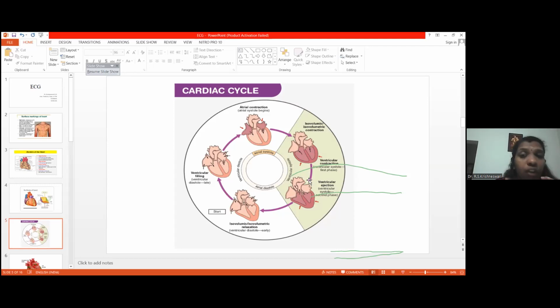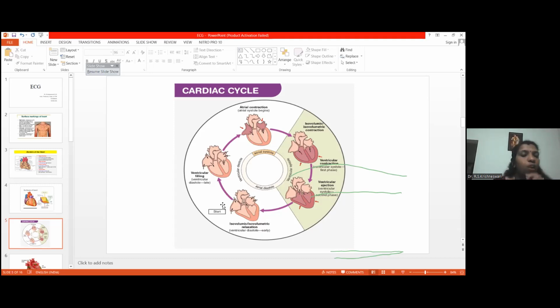Now the blood from the ventricles flows towards the aorta and the pulmonary artery. The ventricle is empty, and the atria are again filled with blood for the next cycle. Next is the isovolumetric relaxation phase. All the blood from the ventricle has flowed towards the aorta and the pulmonary artery, and the ventricle is in the relaxation phase. The blood from the systemic circulation, the venous blood, and also from the pulmonary circulation flows towards the atria. This is known as the isovolumetric relaxation phase.